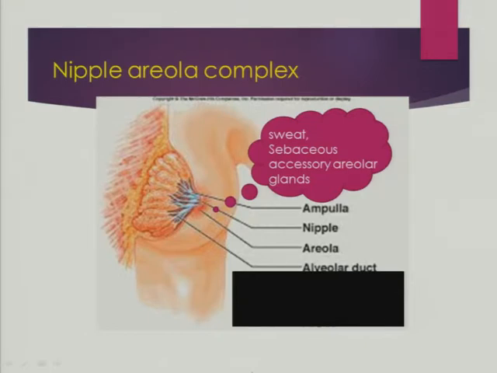The nipple areola complex. The nipple is supposed to be at the center of the breast. It's about the height of the fourth or fifth rib. It consists of brownish skin with the nipple in the center, and then a disc around it which has sweat, sebaceous, and accessory areolar glands, which is called the areola.